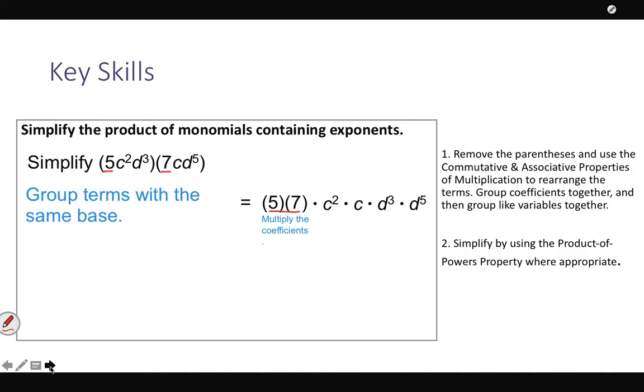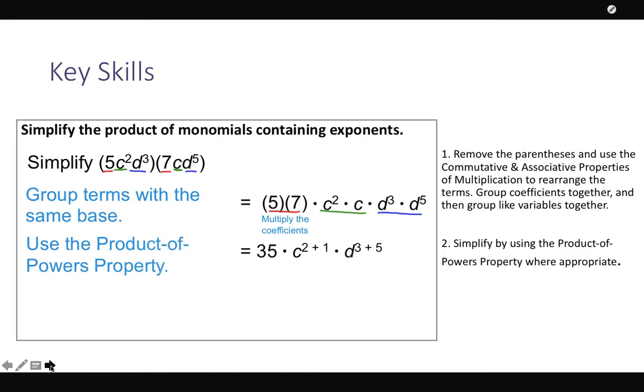And then we're going to take the c's. So we have c squared and c. We're going to group those together. And then we have the d to the third and the d to the fifth. And we're going to group those together. And now we're going to simplify by using the product of powers property where necessary.